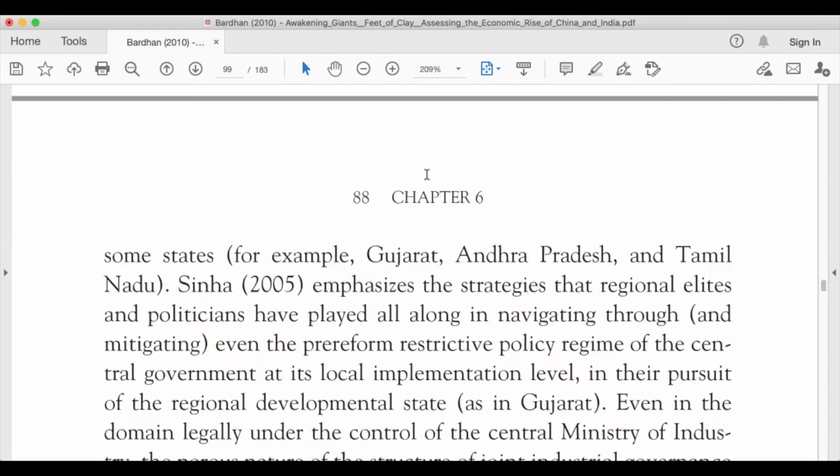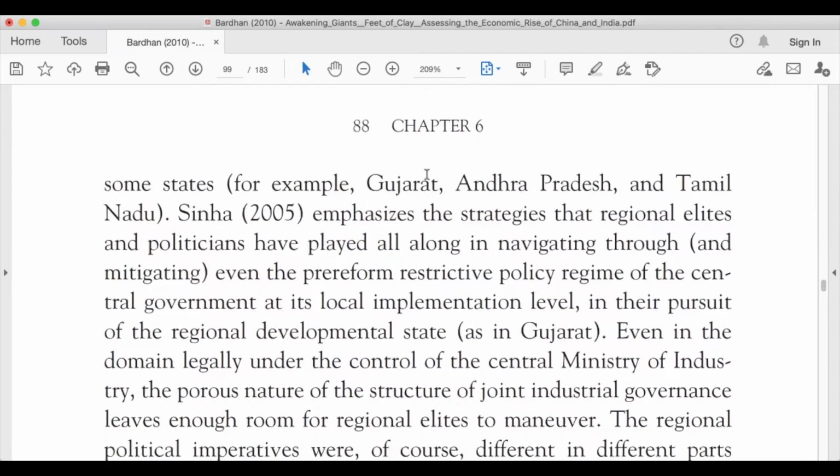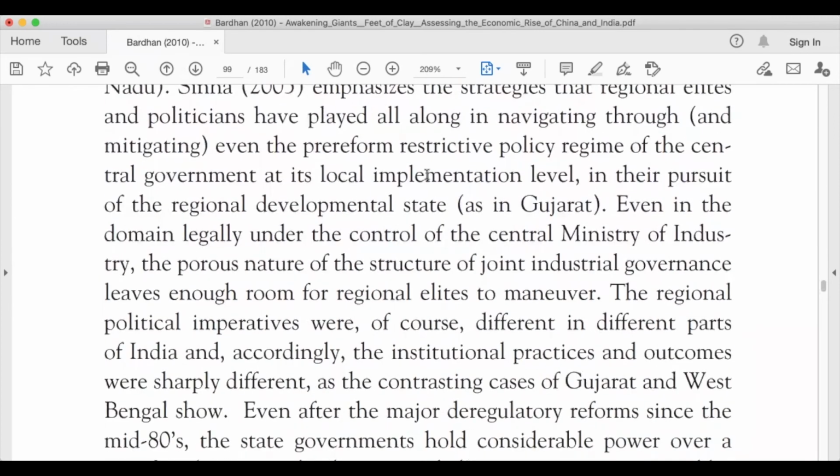Sinha emphasizes the strategies that regional elites and politicians have played all along in navigating through and mitigating even the pre-reform restrictive policy regime of the central government at its local implementation level in their pursuit of the regional developmental state, as in Gujarat. Even in the domain legally under the control of the Central Ministry of Industry, the porous nature of the structure of joint industrial governance leaves enough room for regional elites to maneuver. And a lot of this maneuvering takes place around land in particular, as you will see through some case studies if we have a chance to do them.